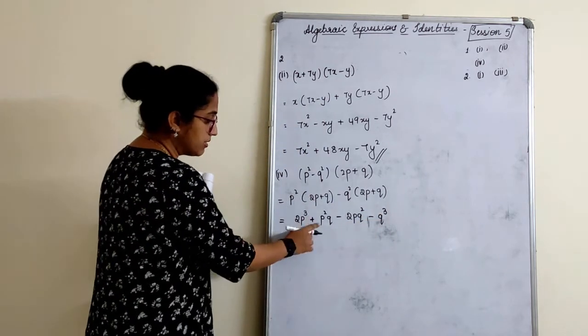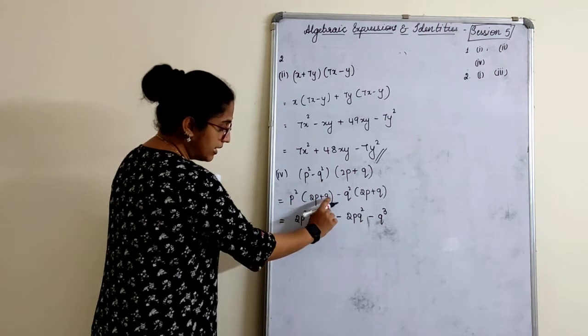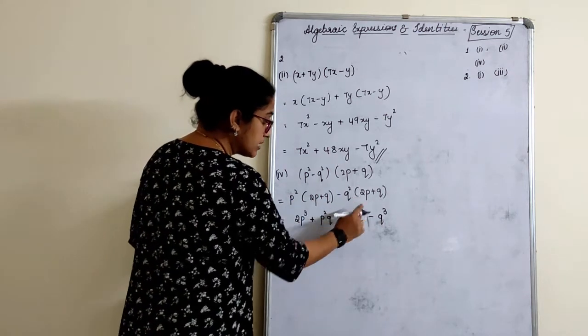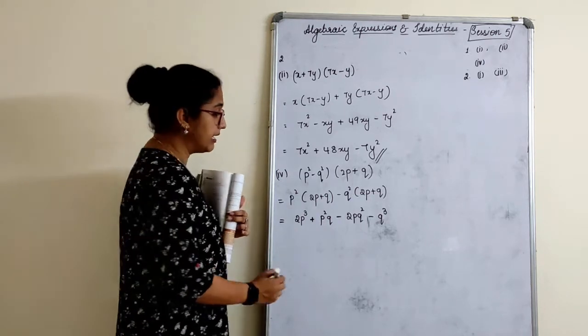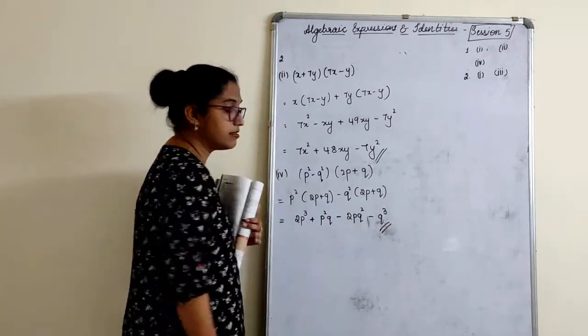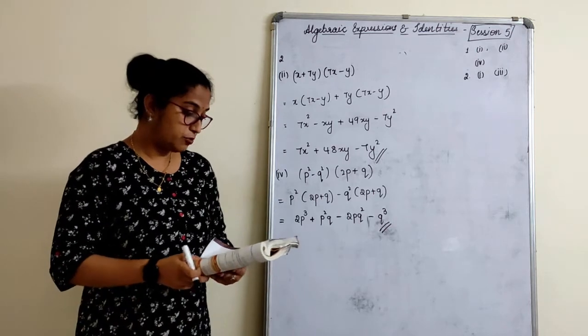Now see here it is different. p square and q, p square q. Here it is q square p. Are there any like terms here? No, all are unlike terms. This is the final answer. Okay, this is how you multiply.